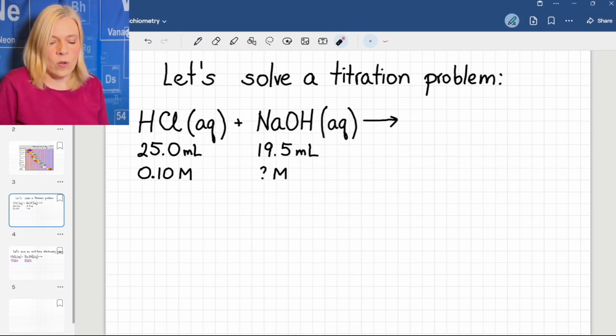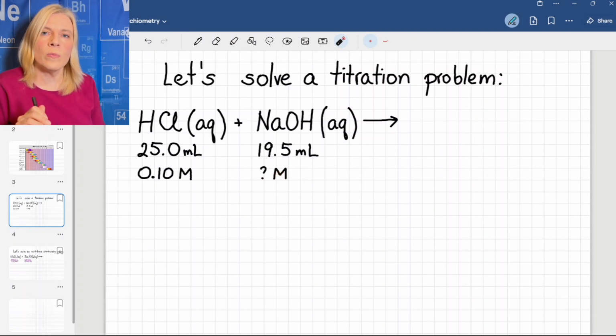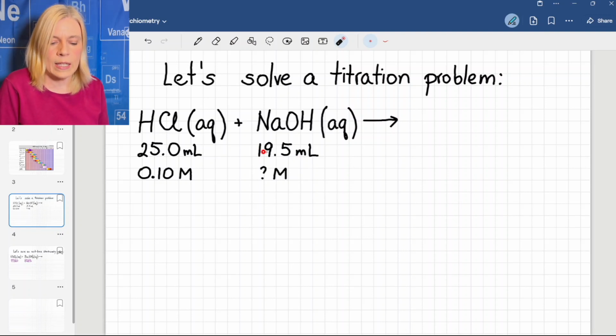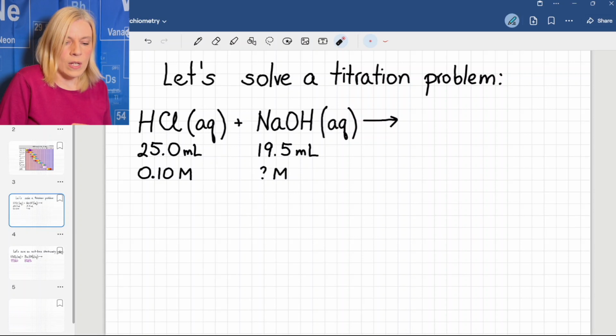And then we had an unknown concentration of our base, sodium hydroxide. We didn't know it. And we started titrating. And then we took our initial volume and then final minus initial. And we realized it took us 19.5 milliliters to get piglet pink color. So now we took 19.5 milliliters to neutralize this acid. So let's solve it.